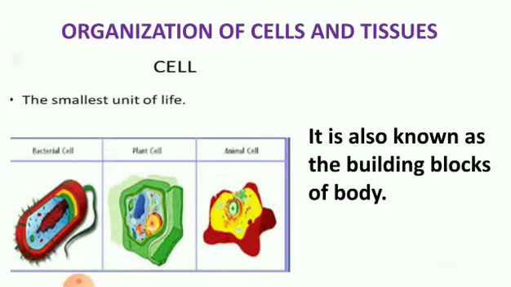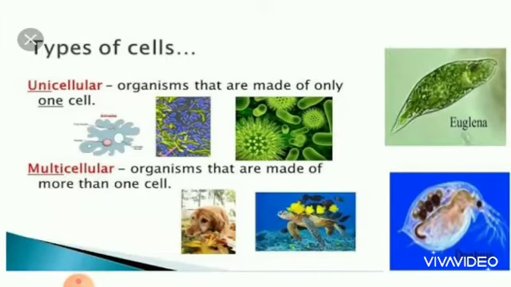So, depending upon their cells, they can be divided into two types. Let us see the types of cells. Unicellular and multicellular. What is unicellular? Organisms that are made of only one cell. For example, euglena. Multicellular is nothing but organisms that are made of more than one cell. Do you understand, children? Multicellular example, Daphnia.